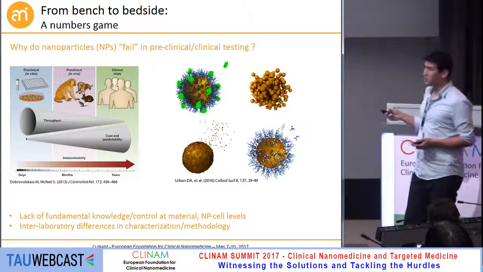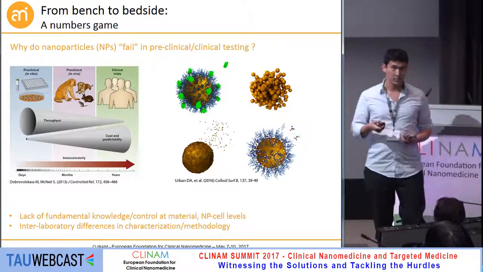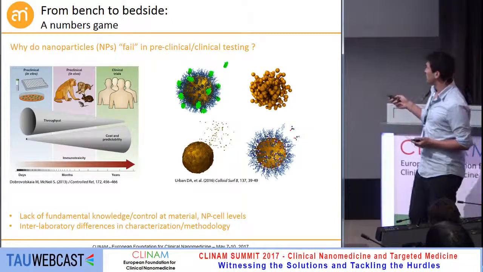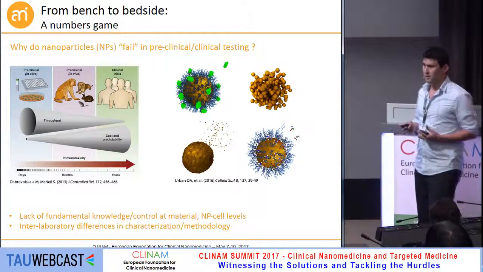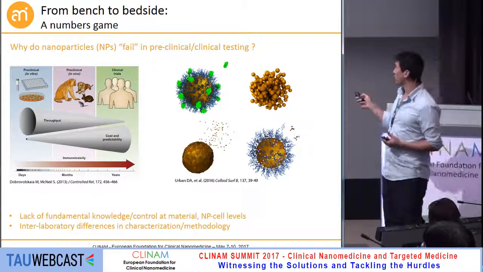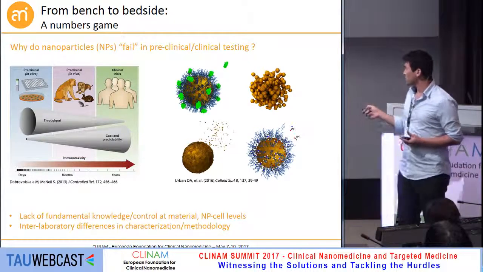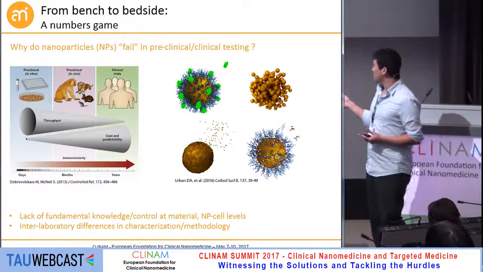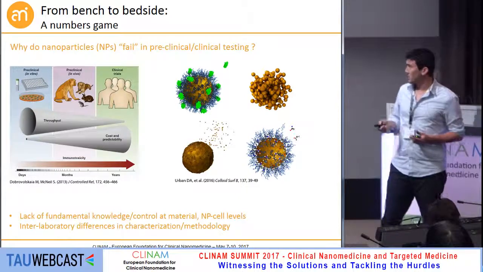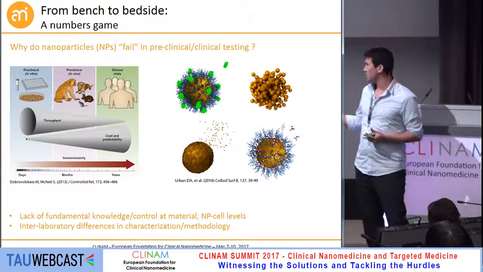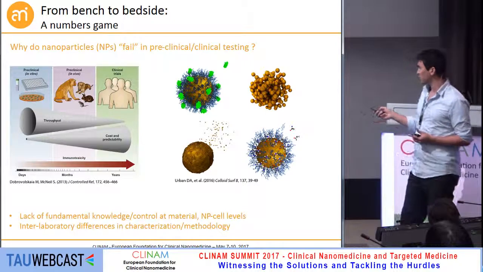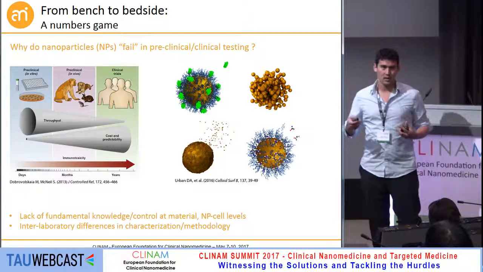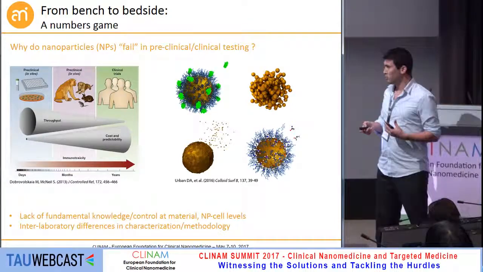When you put a particle into a complex biological solution, you immediately have protein adsorption. If your particles are not coated correctly or have some kind of issue, you can have particle aggregation. Certain types of particles can dissolve, which may or may not be a desirable function for you. And you can have detachment of stabilizing ligands from the surface. So we think an issue might be a lack of fundamental understanding at the nanoparticle-cell level, and also interlaboratory differences in the way we do experiments.